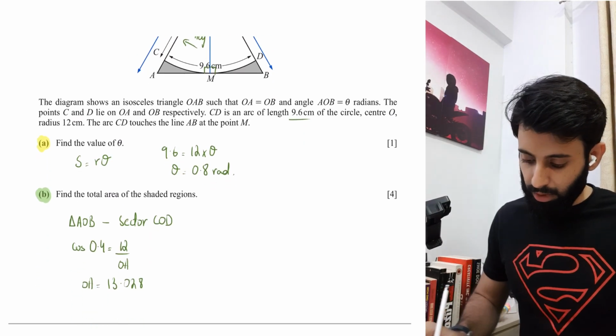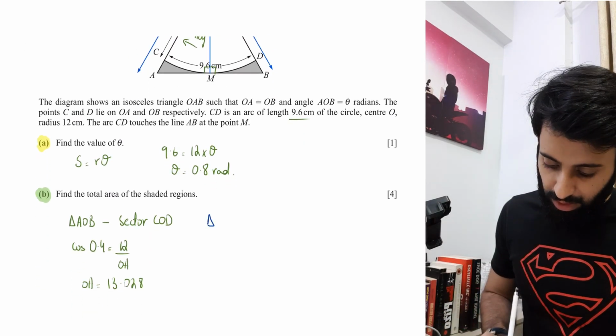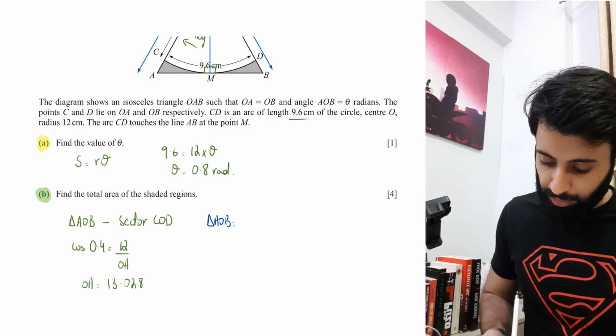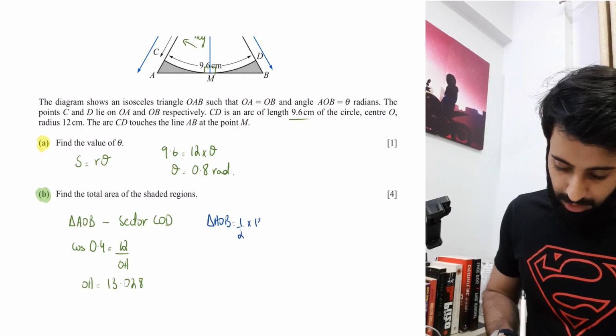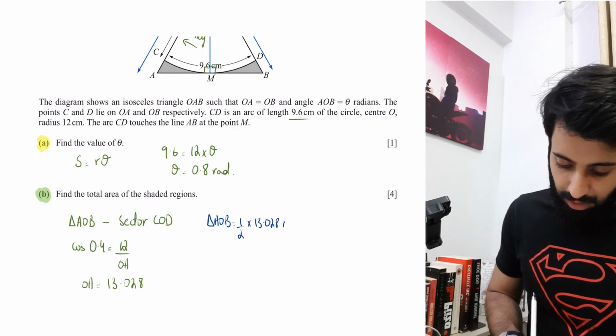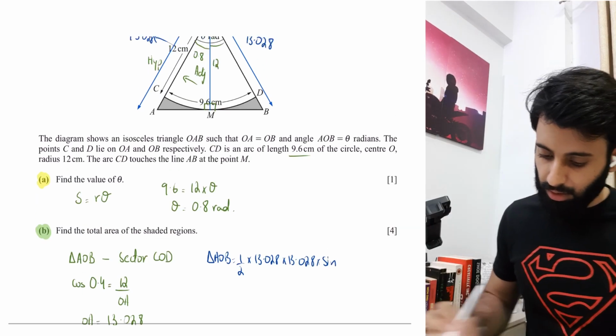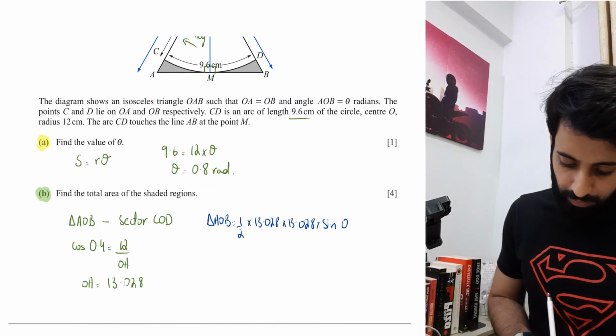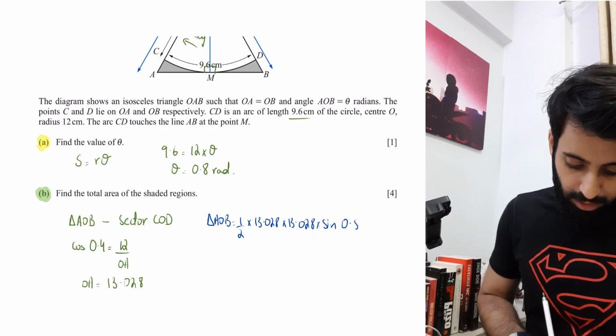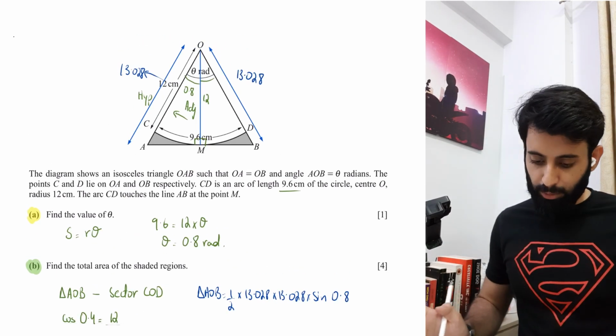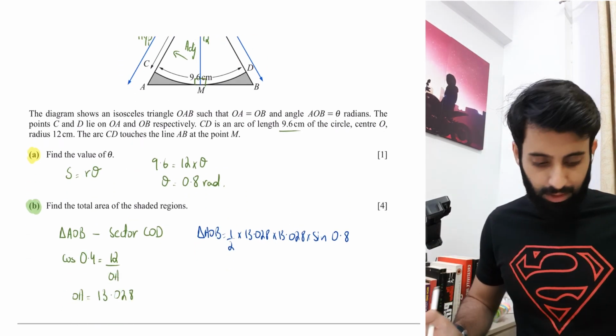So I'll switch to blue. As far as area of triangle AOB is concerned, it's going to be half times 13.028 times 13.028 times sine of 0.4. No, 0.4, sorry, 0.8, because we're taking the entire triangle at once. Okay, so that's that. Let's work it out.